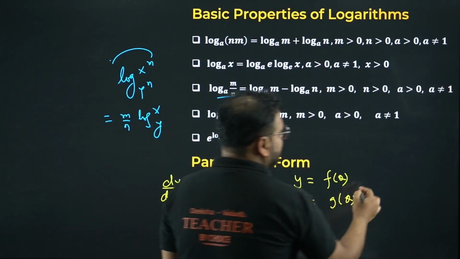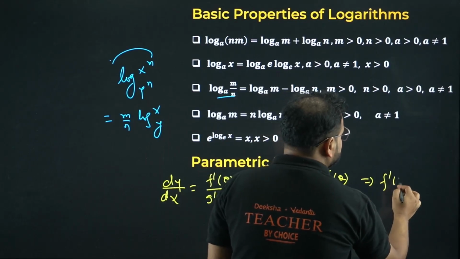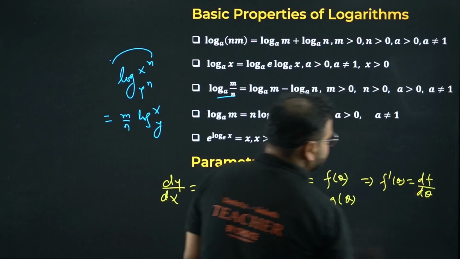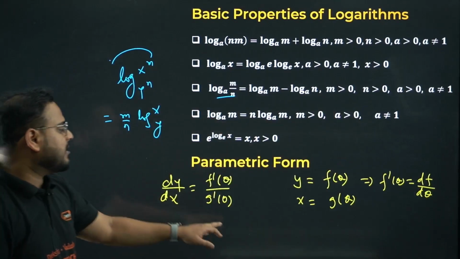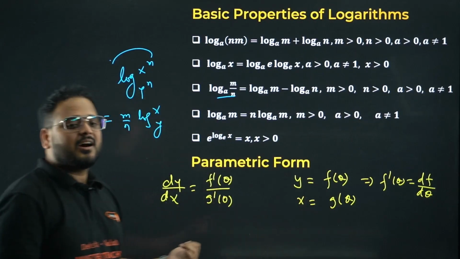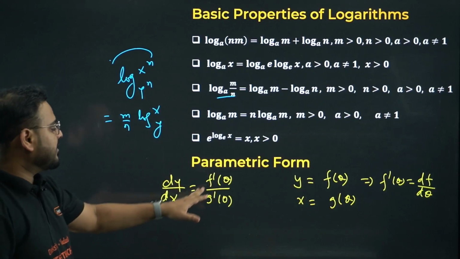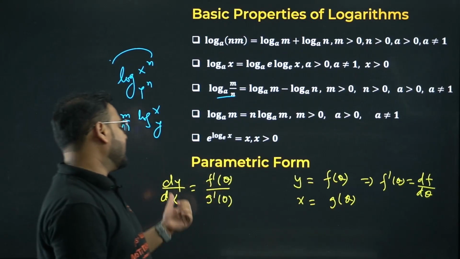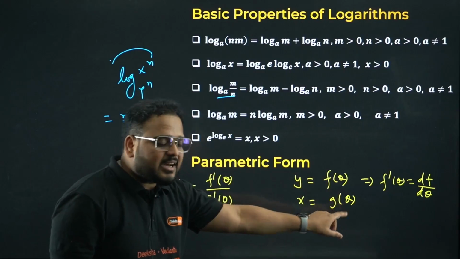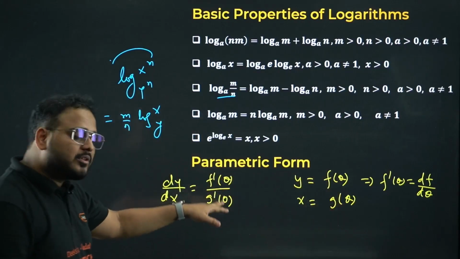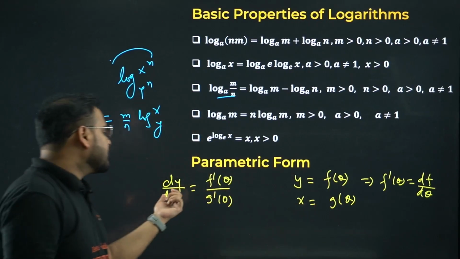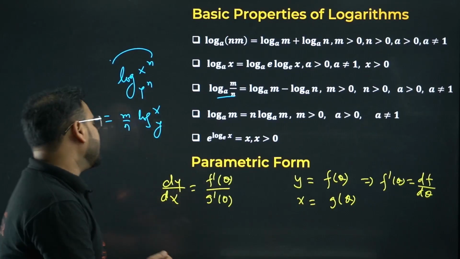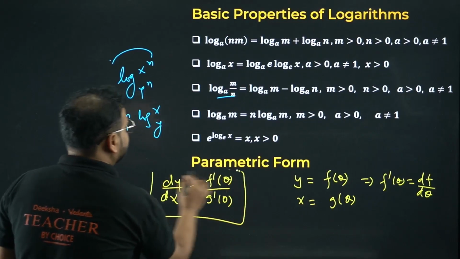What is the meaning of f dash of theta? f dash theta means df by d theta. In the same way, g dash theta is dg by d theta, and you take this as a ratio of derivatives. That will be the result of dy by dx. So you have the parameter theta, differentiate both functions f and g with theta first, and then take the ratio of those two derivatives. That will give me dy by dx, the derivative in parametric form.